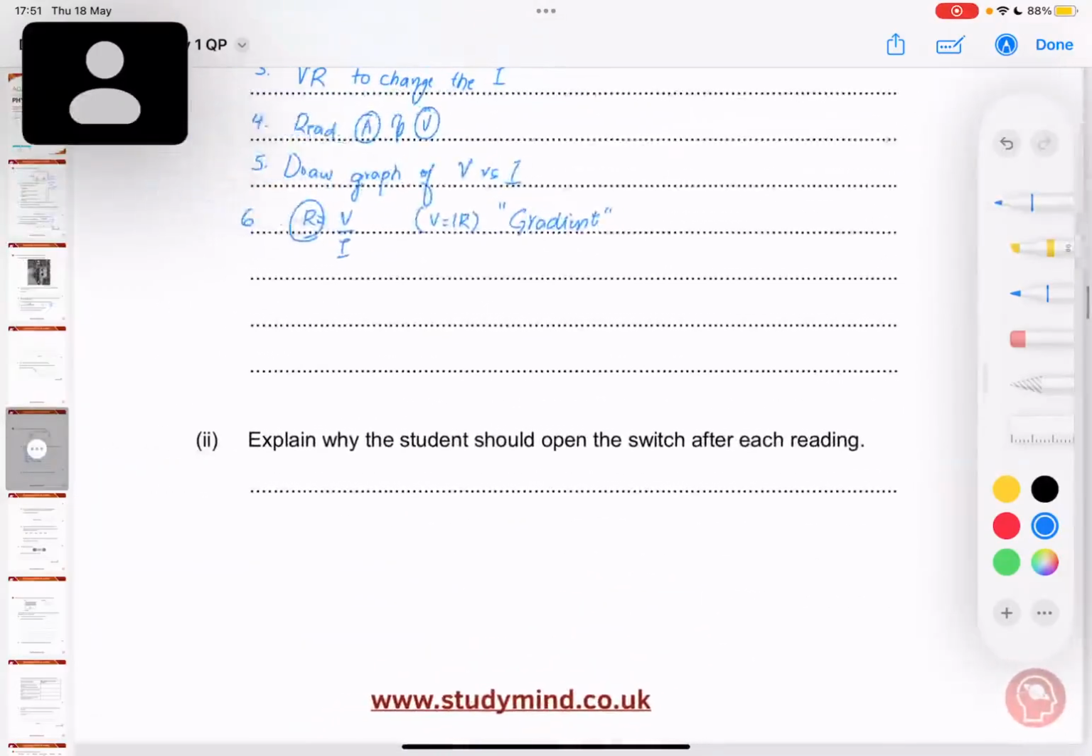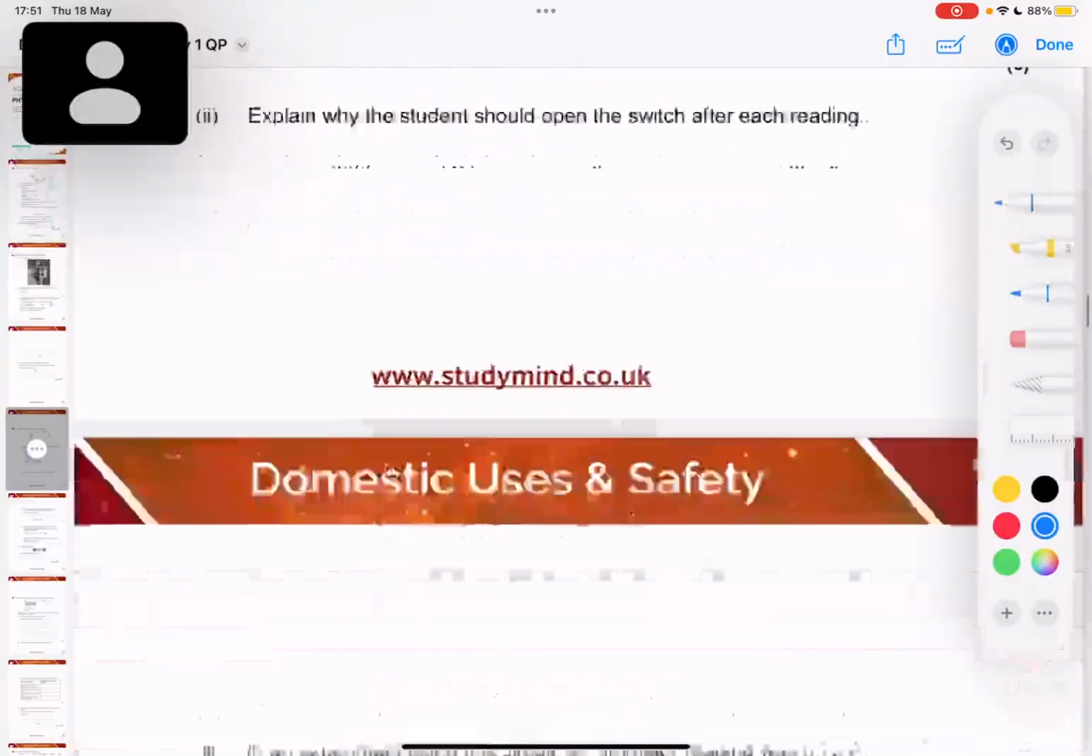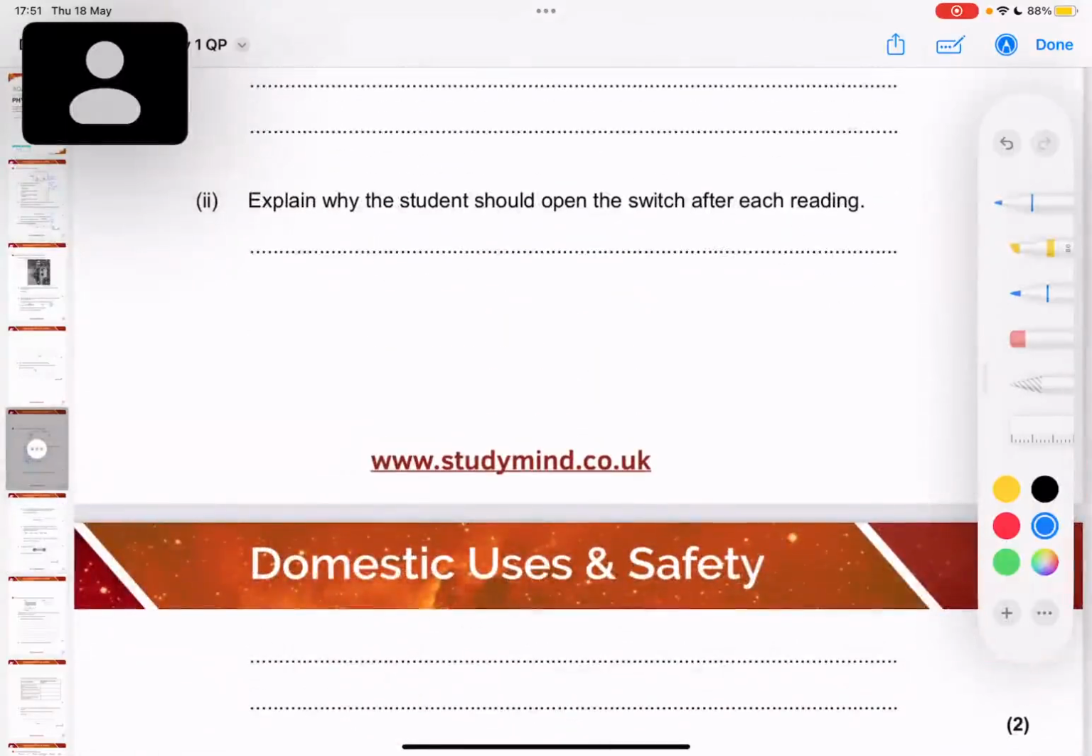So they said then, can you tell us why the student should open the switch after each reading? And that is 2 marks. Why is that important?